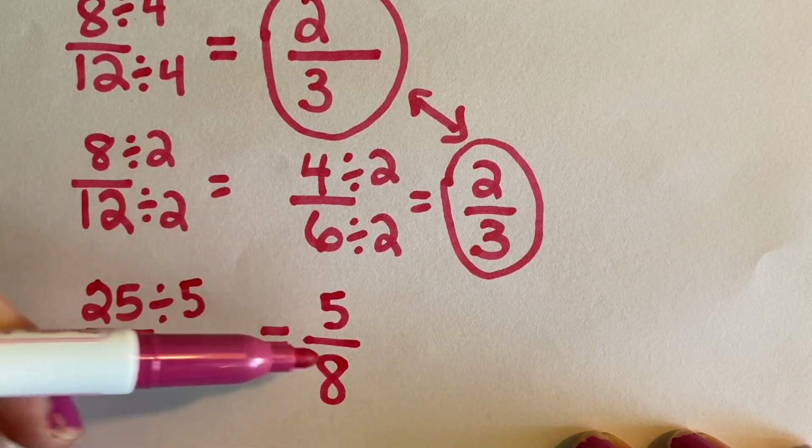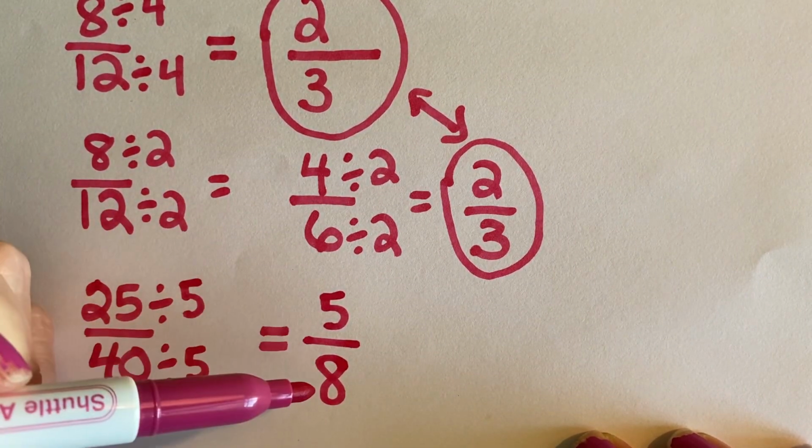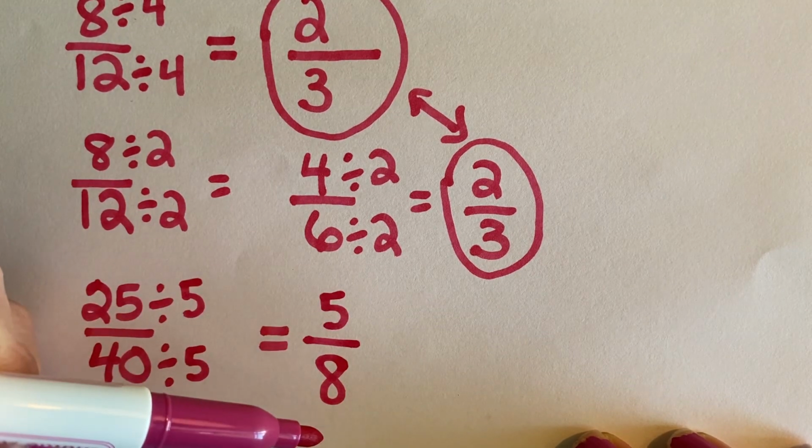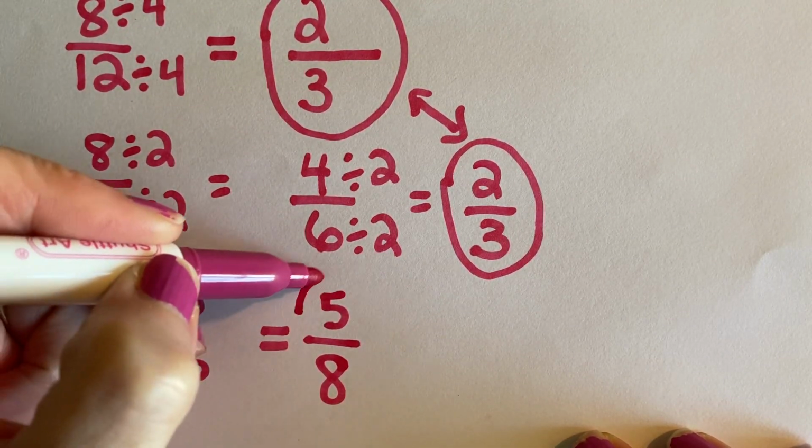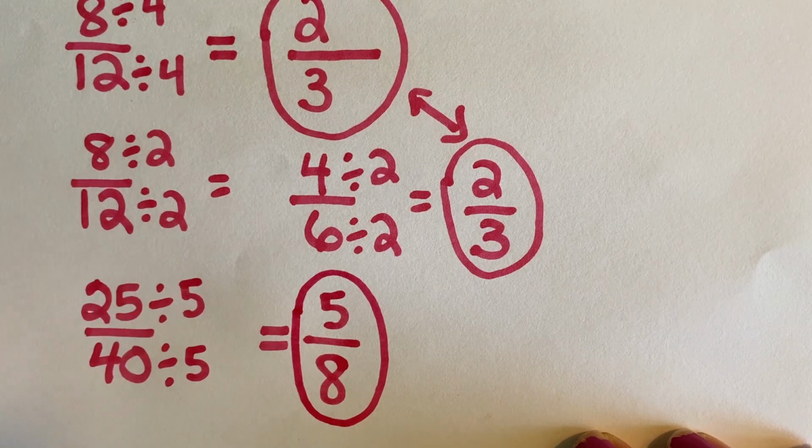Now I'm looking at 5 and 8 and asking myself, can I go any further? The only number I can divide both of those by is 1. So I'm finished, and I'll circle 5/8 as my reduced version of 25/40.